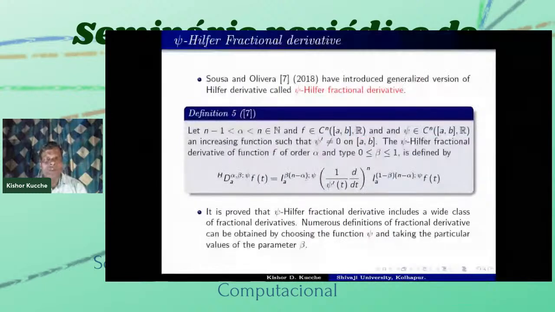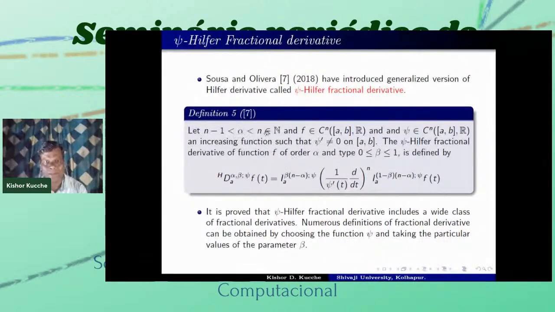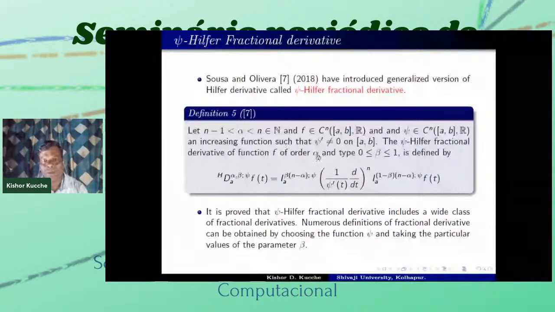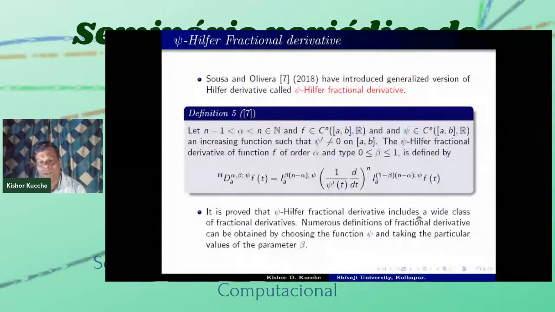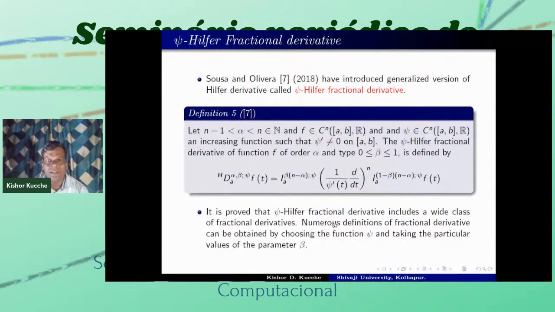In 2018, Sousa and Oliveira introduced a generalized version of the Hilfer derivative, which is called the psi-Hilfer fractional derivative. When alpha is between two consecutive natural numbers, f is n-time continuously differentiable, and psi is n-time continuously differentiable with non-vanishing derivative, then the psi-Hilfer derivative of the function of order alpha and type beta, with beta between 0 and 1, is defined in this sense. In this interesting work, it is proved that the psi-Hilfer fractional derivative includes a wide class of fractional derivatives, and numerous definitions of fractional derivative can be obtained by choosing the function psi and taking particular values of beta.